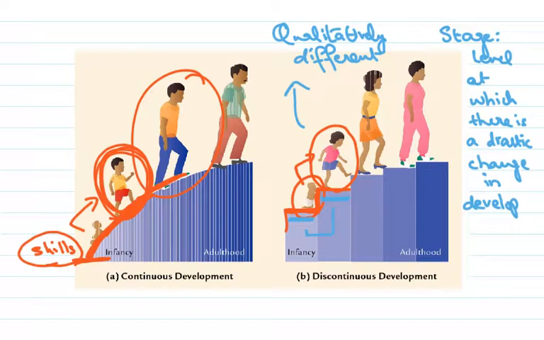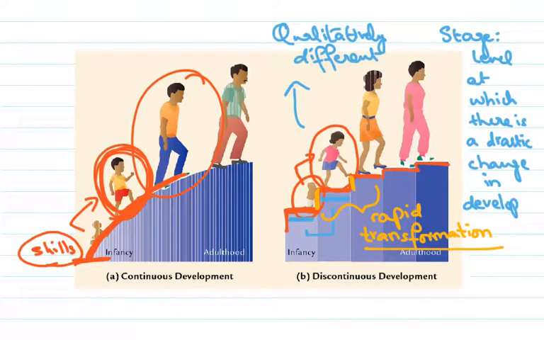Whereas in discontinuous development, those skills are acquired at different stages, right? What this assumes then is that there are periods in which there is rapid transformation. So, for example, this period would be a period when there would be a rapid transformation, right? This period, whenever you're jumping from one stage to the other, that is a period of rapid transformation. Now, I hope that I've made this abundantly clear. If there are any questions, we will discuss them, right?